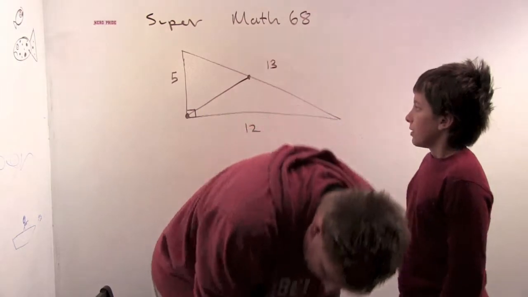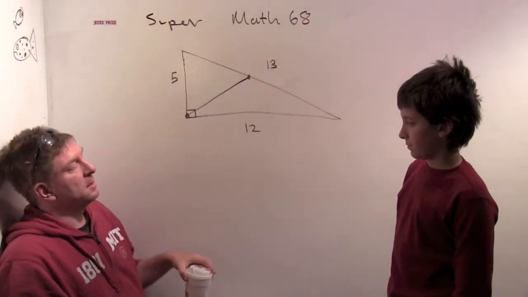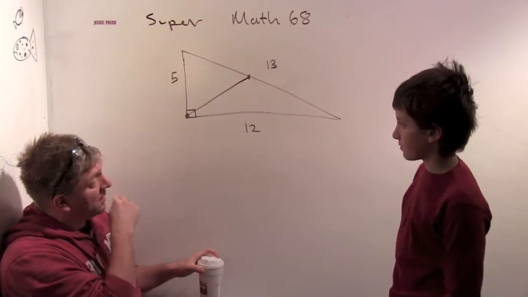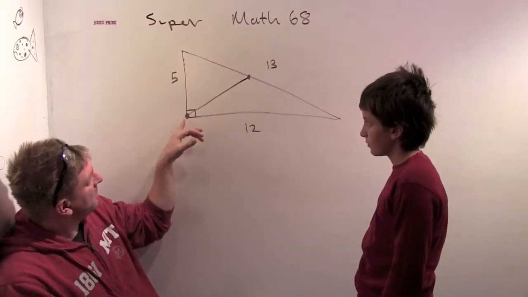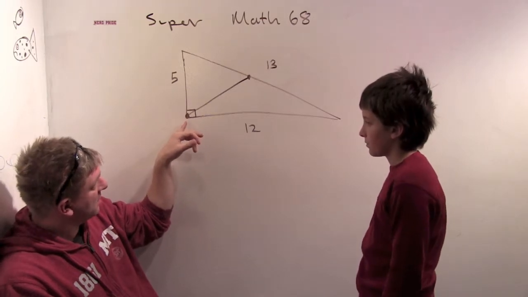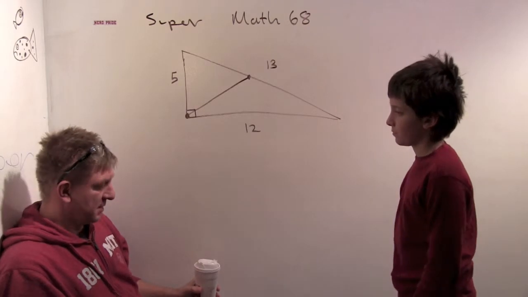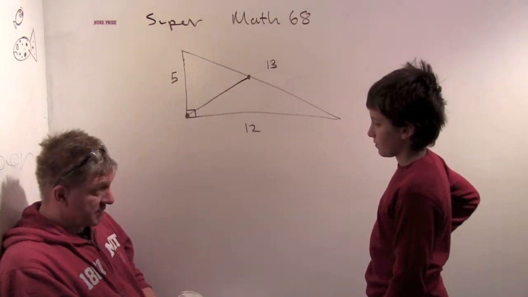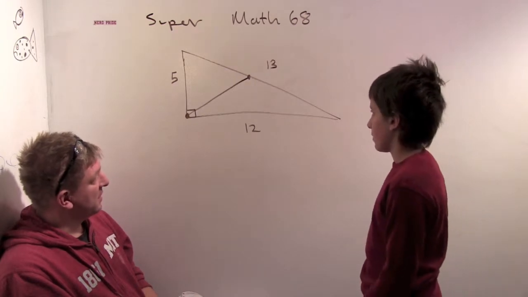So today we were looking at some of the exercises in our section about medians, and this was one part of one of the problems. You have a 5, 12, 13 triangle, and you have the median that goes from the right angle to the middle of the hypotenuse, and the question was, how long is that median? This is actually a very interesting geometry problem. So go ahead, give me some ideas that you might have.